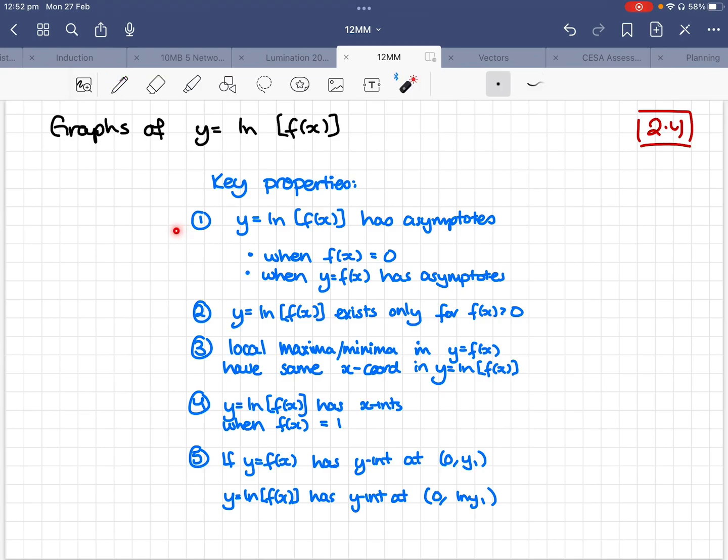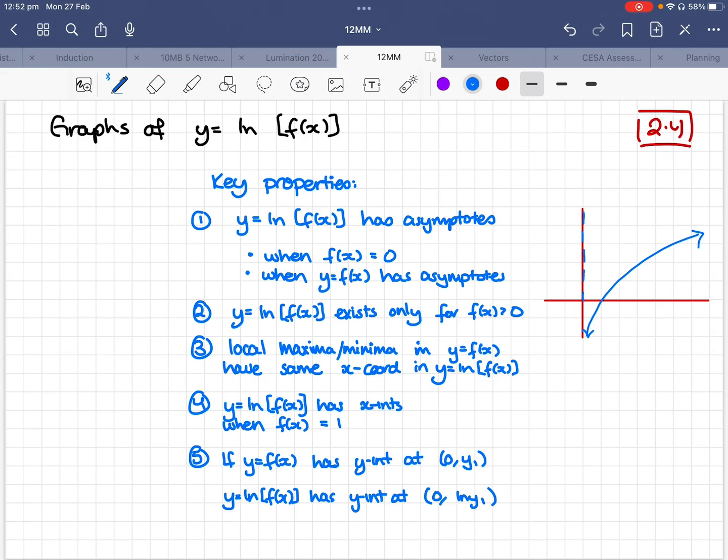So the first property is the graph of ln of f of x has asymptotes when f of x is equal to 0, and when y is equal to f of x has asymptotes. If we think about the graph of y is equal to ln x, I'm going to draw this just off to the side here. That graph, I encourage you to draw it on your calculator, by the way. It gives us a lot of insight into what this function actually looks like. So the graph looks a little bit like that.